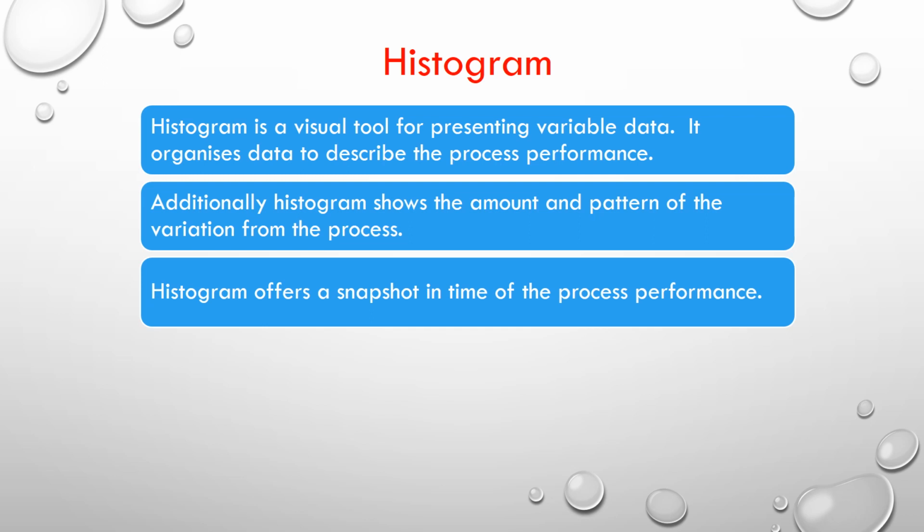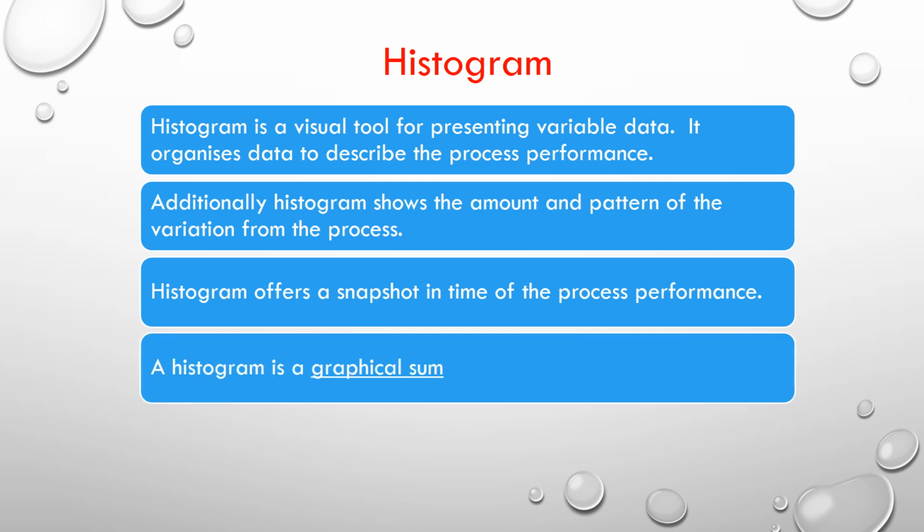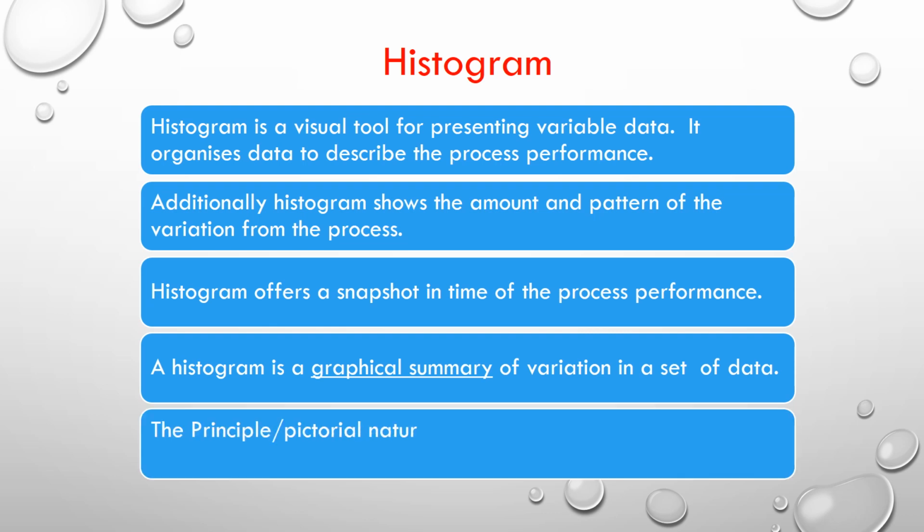A histogram is a graphical summary of variation in a set of data. In essence, a histogram serves as a graphical summary of the variation within a dataset. It provides a high-level overview, making it easier to grasp the key features and characteristics of the data. The graphical nature of the histogram enables us to see patterns that are difficult to see in a table of numbers.